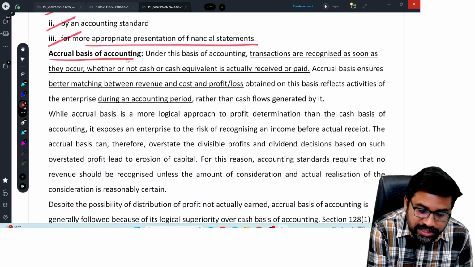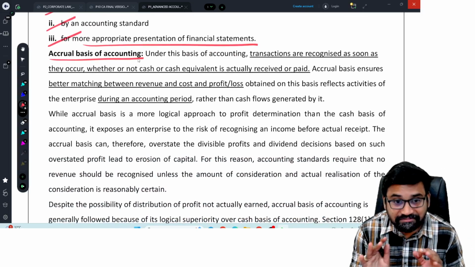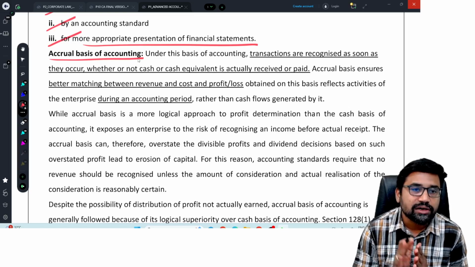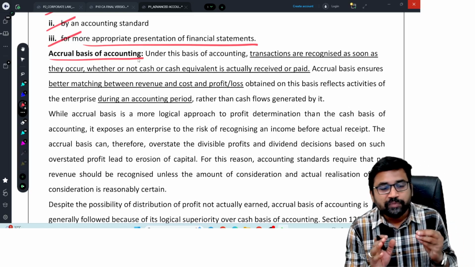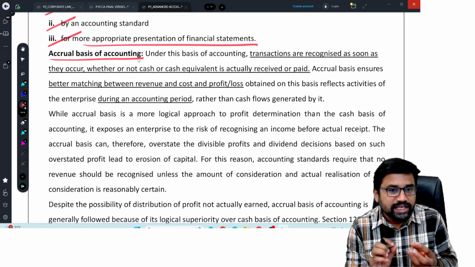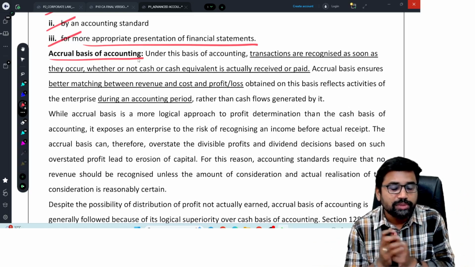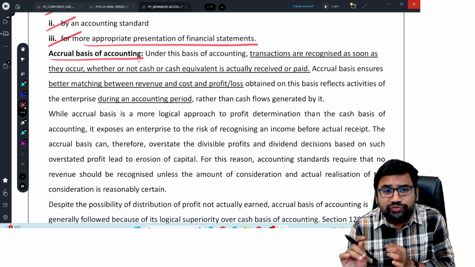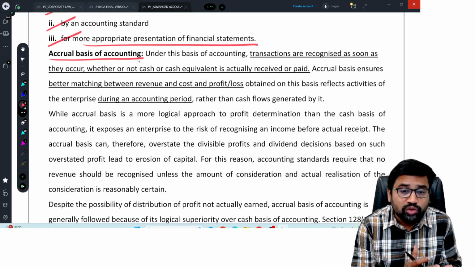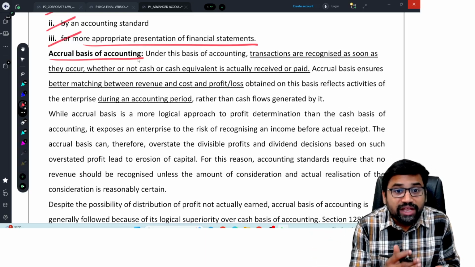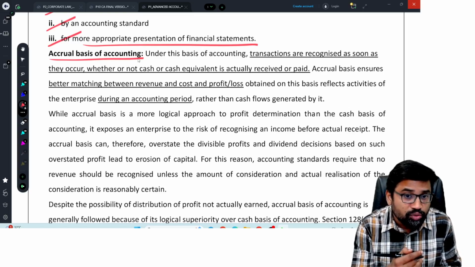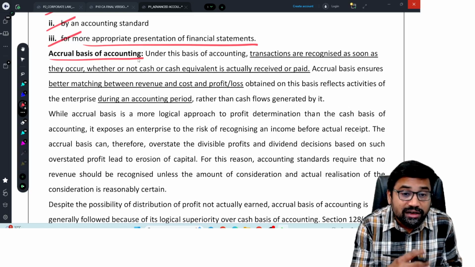Now the third concept is accrual basis of accounting. Accrual concept. Sir, what is accrual concept? See, in accounts there are two concepts: cash accounting and accrual basis of accounting. We don't follow cash basis of accounting, but we follow accrual basis of accounting. Even this method of accrual is endorsed by the Companies Act.